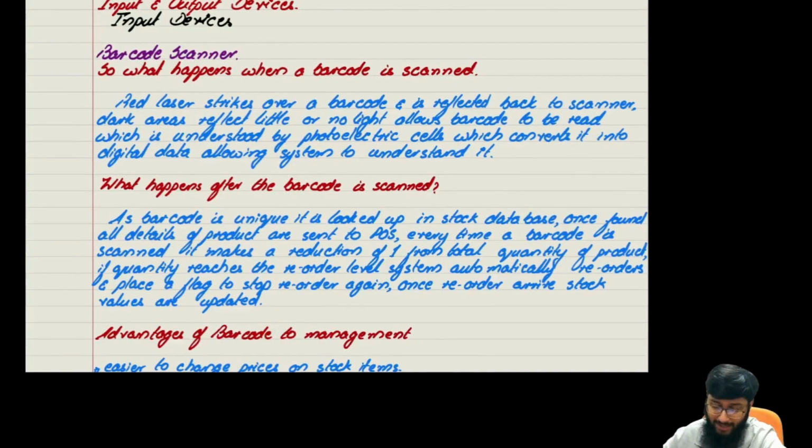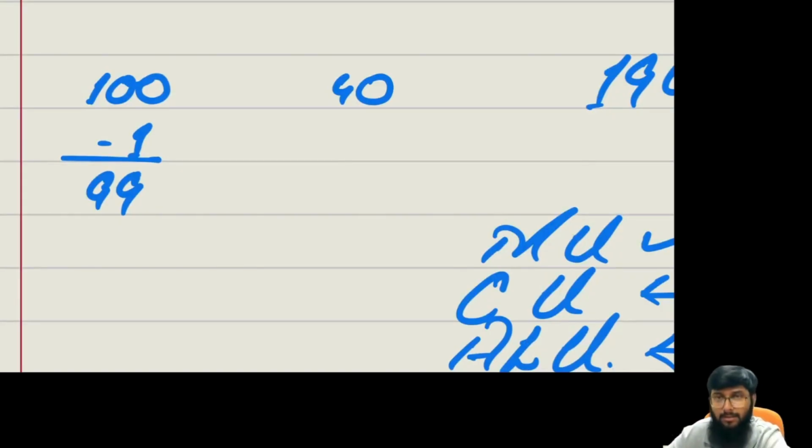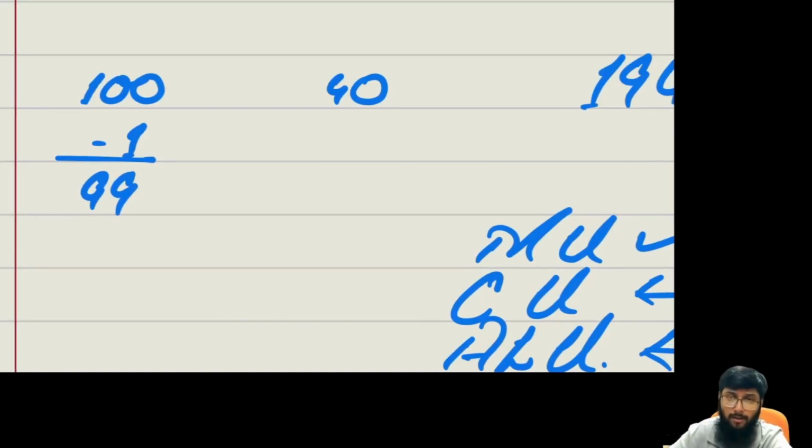Every time a barcode is scanned, it makes a reduction of 1 from the total quantity of the product. Now as soon as the quantity reaches the reorder level, for example the reorder level was 40, each time it's been scanned, it reaches the level of 40. So it makes an automatic reorder. Now what do you mean by the automatic reorder? It requests the supplier to refill that particular product. For example, it makes a reorder of 50.